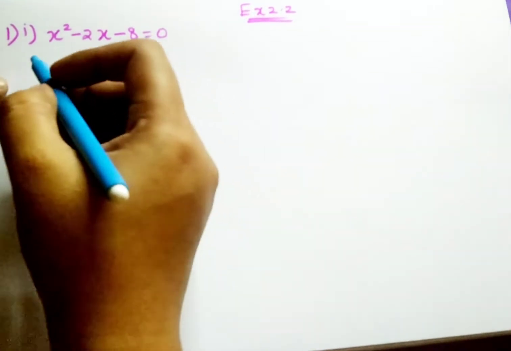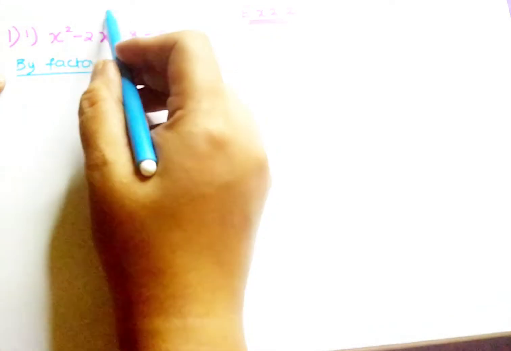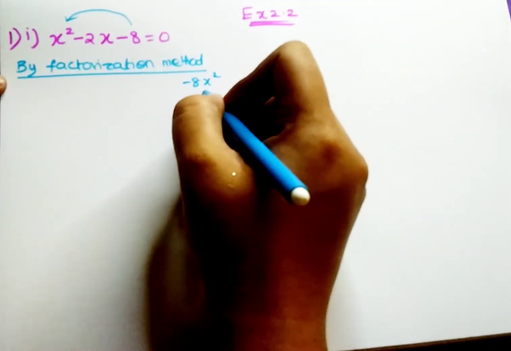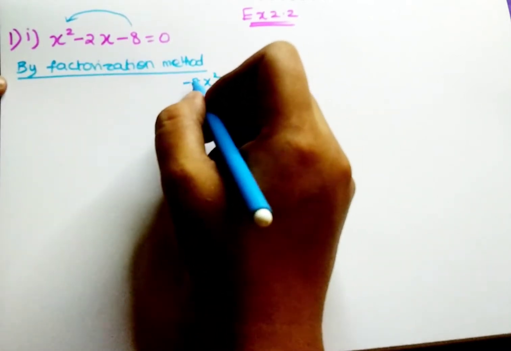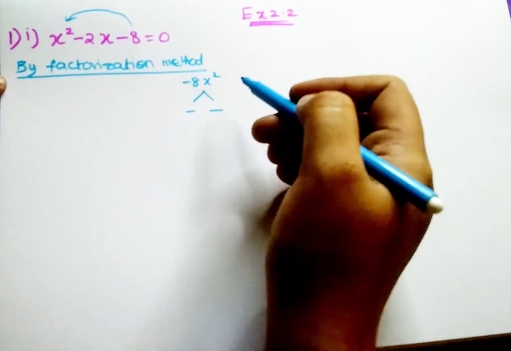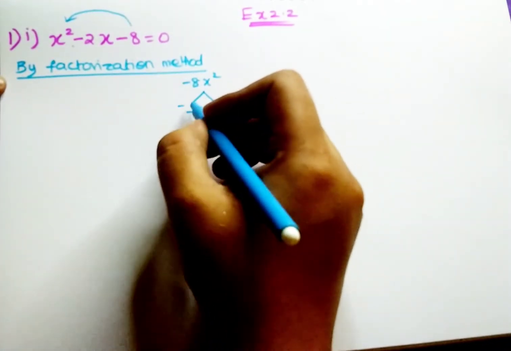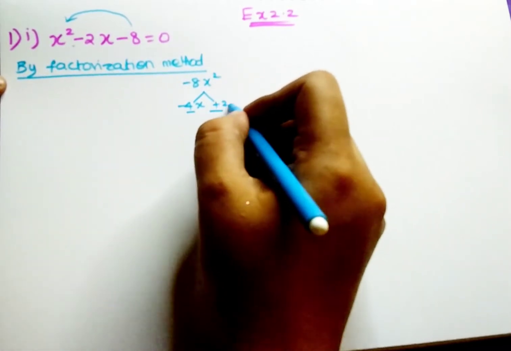So first by the factorization method. For the factorization method, we will be multiplying this constant and the x square term, isn't it? So minus 8x square. We need to split into two numbers in such a way that the product is minus 8 and the sum or difference is minus 2. Since we have minus in the second term, the greater number has to be minus. So minus 4x plus 2x.